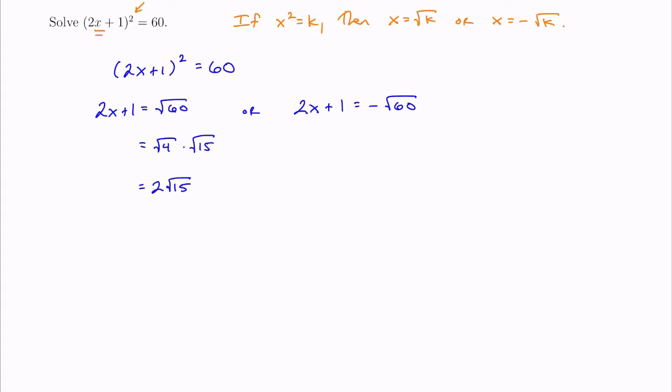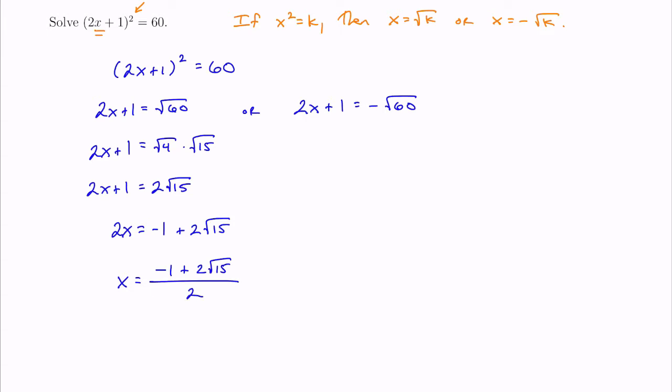Now going back to the larger context, this was really 2x + 1 equals root 60, so we also have the equation 2x + 1 equals root 4 times root 15, and the equation 2x + 1 equals 2 root 15. To finish solving this equation for x, we first need to subtract 1 from both sides of the equation, so we obtain 2x equals negative 1 plus 2 root 15. And then we will divide both sides of the equation by 2, so we obtain x equals negative 1 plus 2 root 15, all of that over 2.